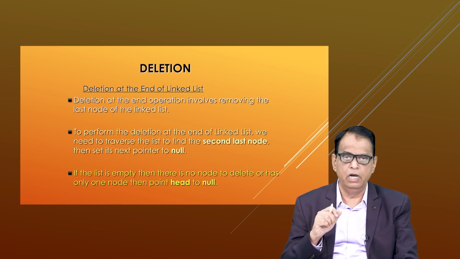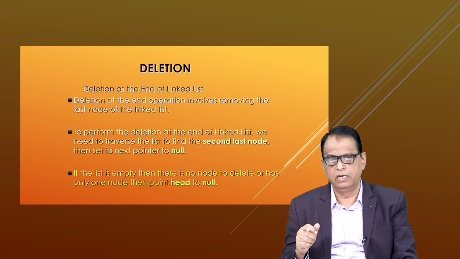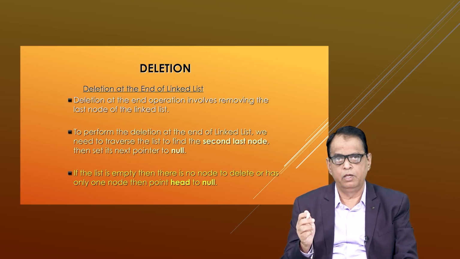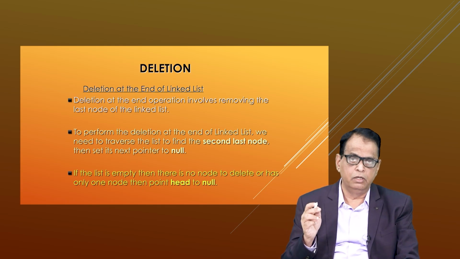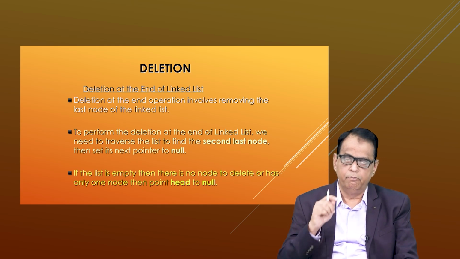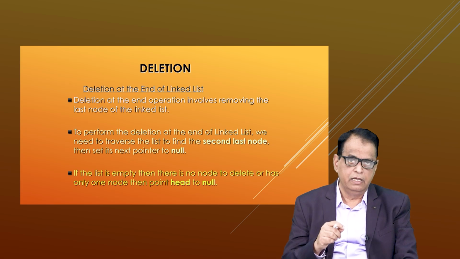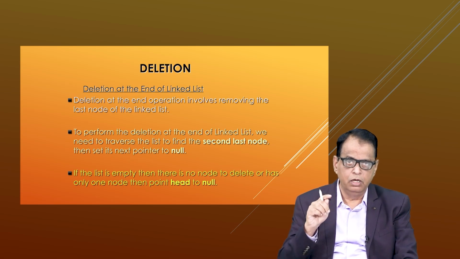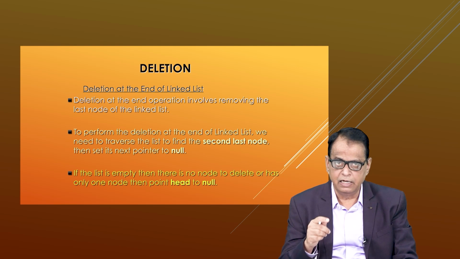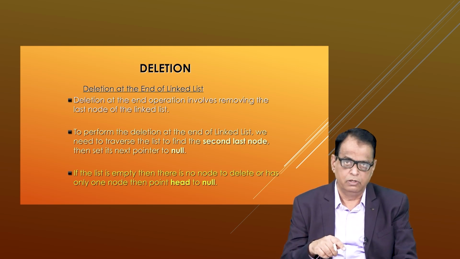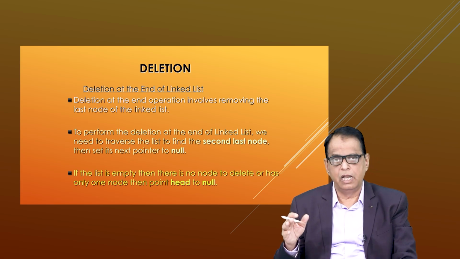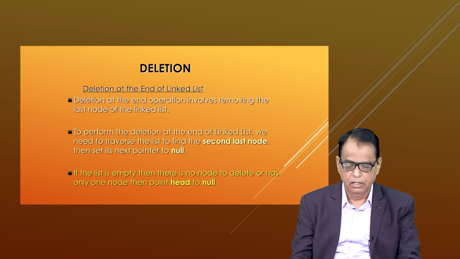So whenever you want to delete the last node of the linked list, you have to do these steps. Just place your position before the last node, that is the second last node we call it, and then make the pointer point to null. Whenever the pointer is pointing to null, it means that this now becomes the last node. The second last node now becomes the last node, and therefore the last node gets deleted from the linked list.